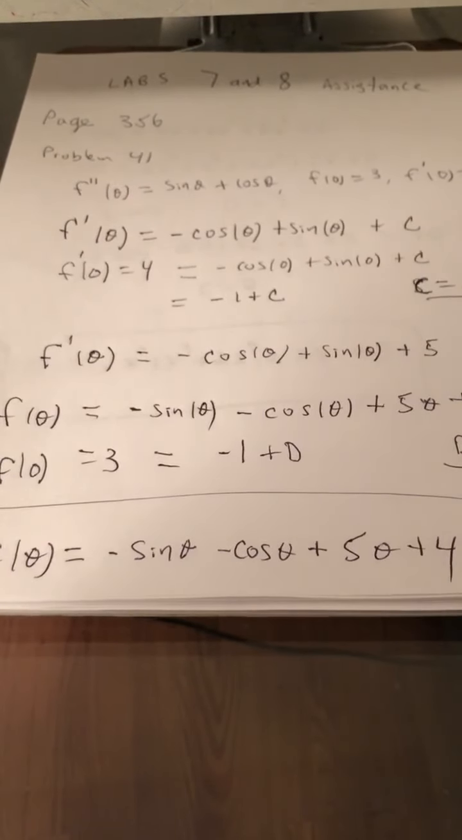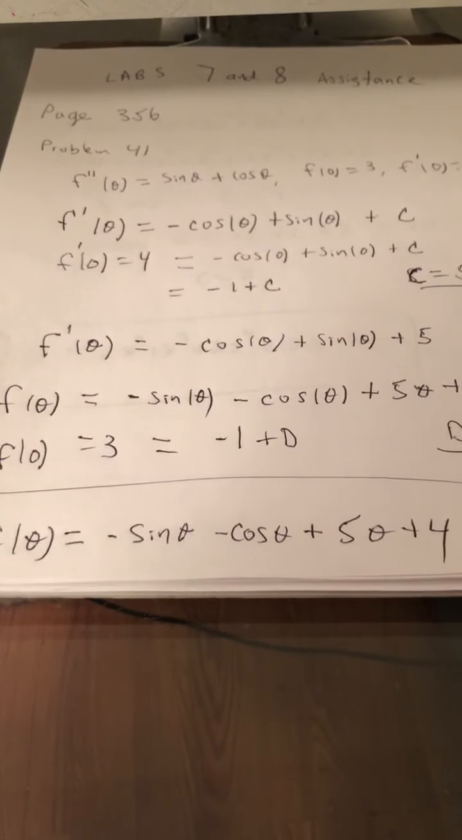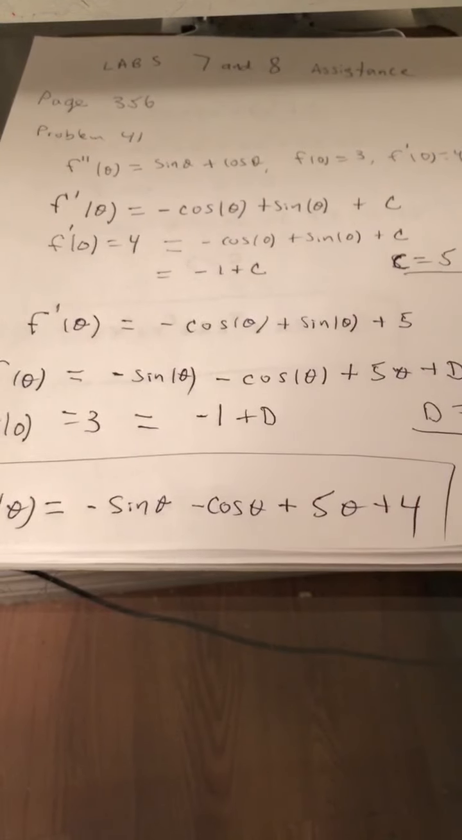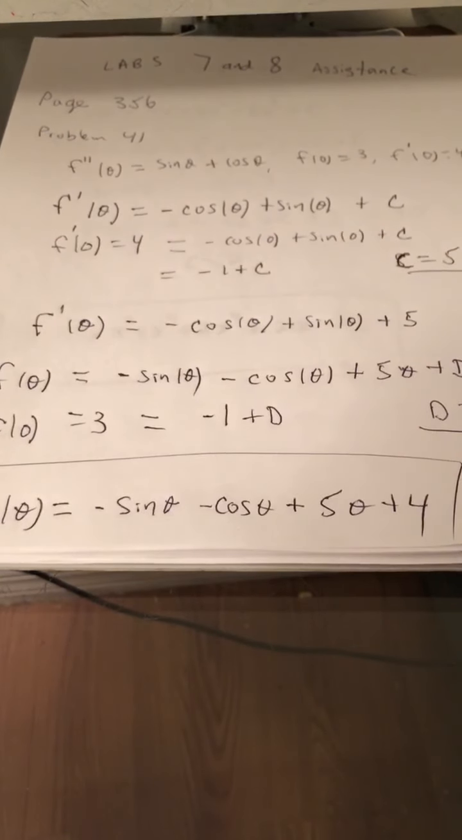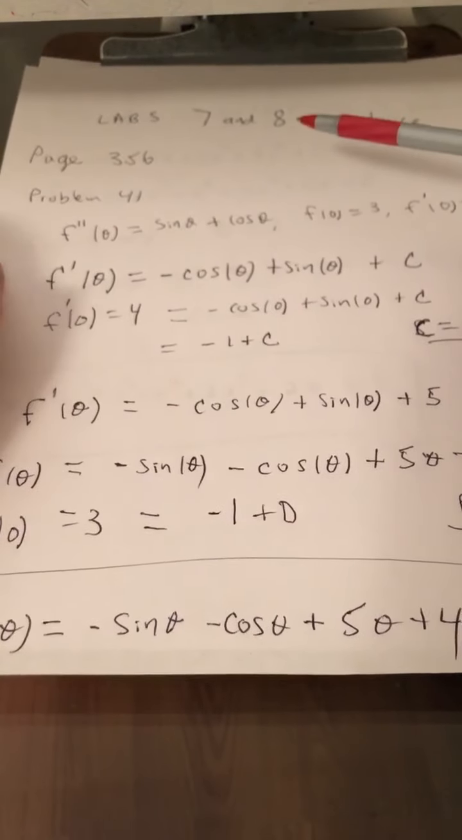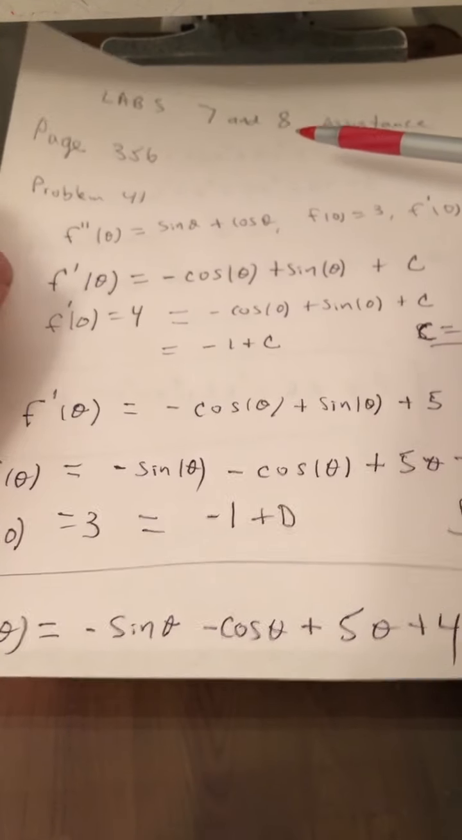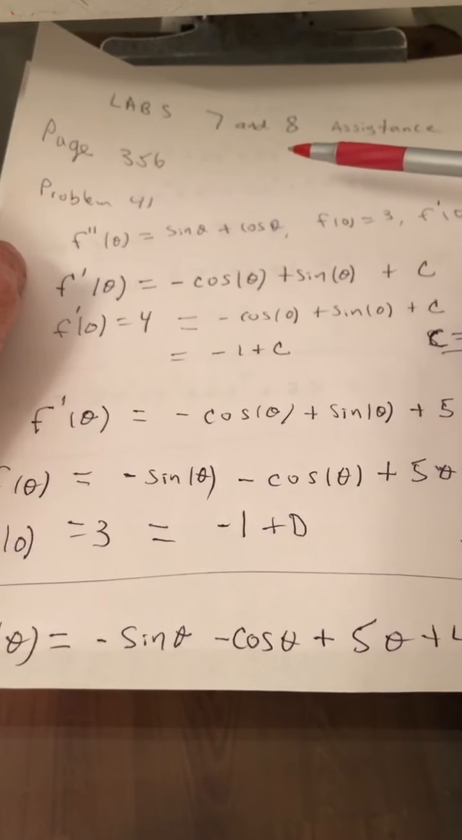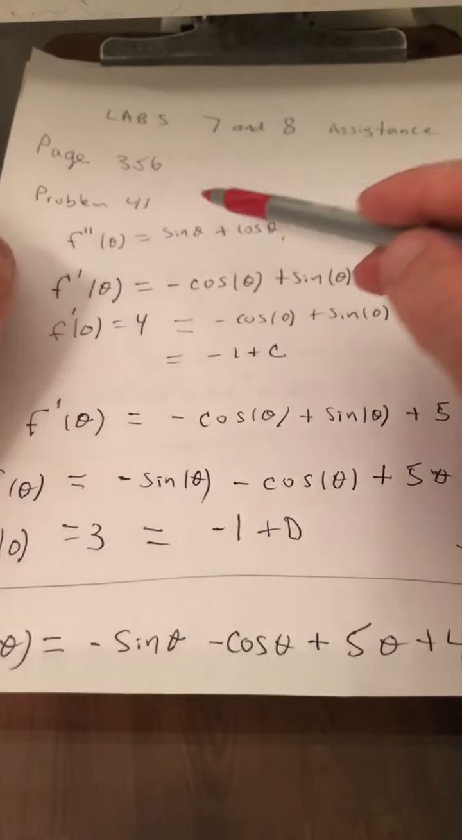I would like to discuss some problems that are similar to the ones on Lab 7 and 8. You should have received this document not too long ago in an email, and I also have it posted in the discussion area. But I would like to talk about the details of these problems. So the first few problems are actually from the end of chapter 4, Section 4.9, which is antiderivatives.